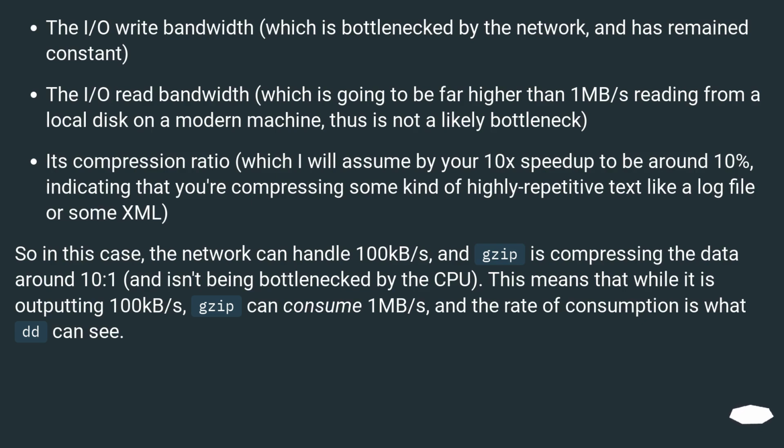So in this case, the network can handle 100 kilobits per second, and gzip is compressing the data around 10 to 1, and isn't being bottlenecked by the CPU. This means that while it is outputting 100 kilobits per second, gzip can consume 1 MB/s, and the rate of consumption is what dd can see.